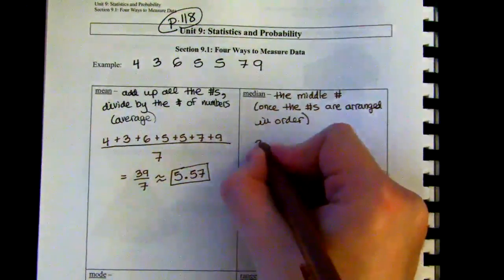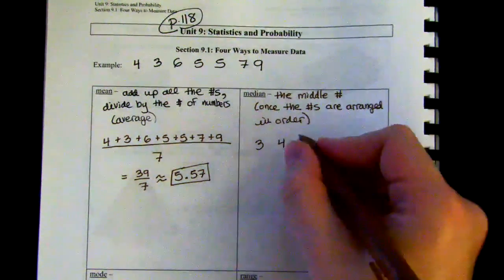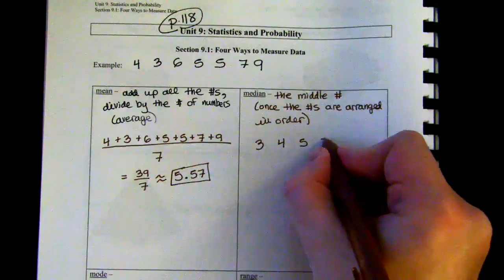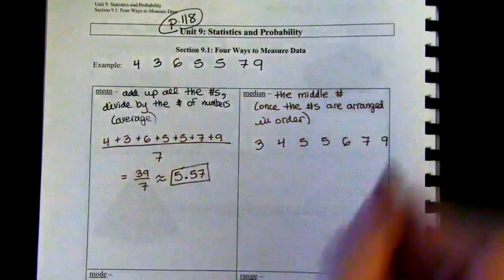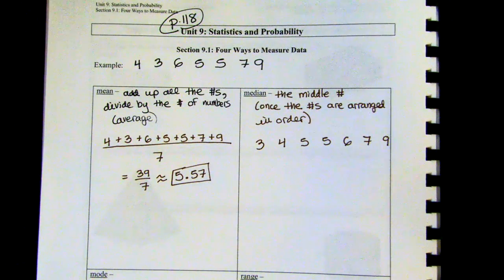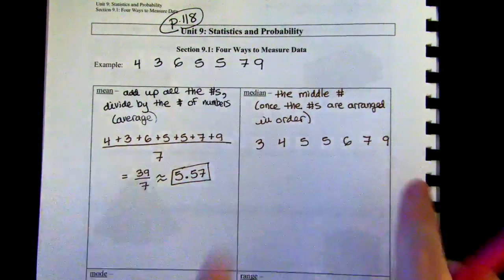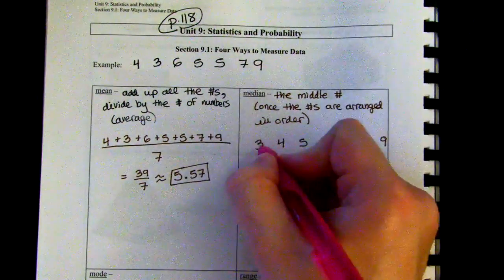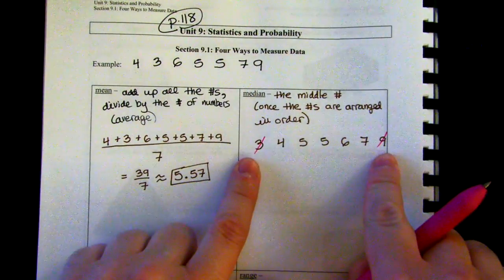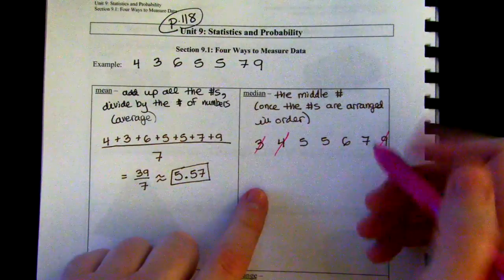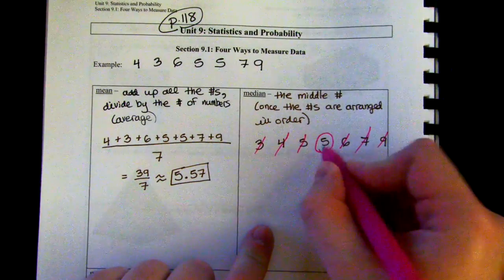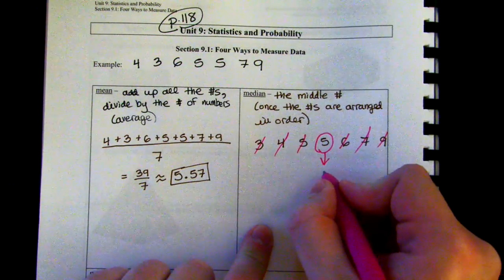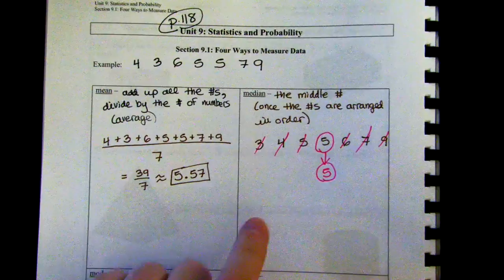I think that's going to look like 3, 4, 5, 5, 6, 7, 9. I now want to find the middle number. And I think the easiest way to do this is just by counting in from the sides. I'm going to count in the 3 and the 9. Then I've got a 4 and 7. I'll cross those out. Then I've got a 5 and a 6. I'll cross those out. The number in the very middle is a 5. That is my median, 5, the middle number.